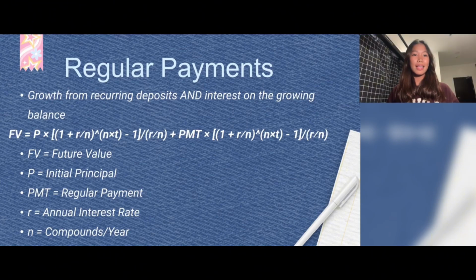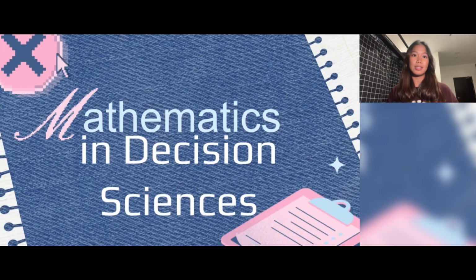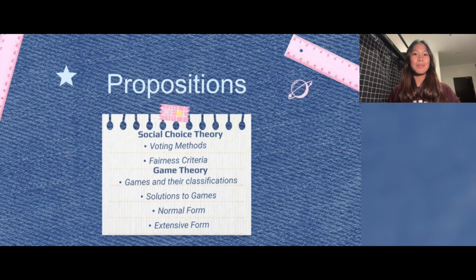Moving on, we're now diving into two really interesting essential topics in mathematics and decision sciences. These are social choice theory and game theory. We'll explore how math is used to make fair group decisions and how it can predict the behavior of individuals or organizations in competitive situations.